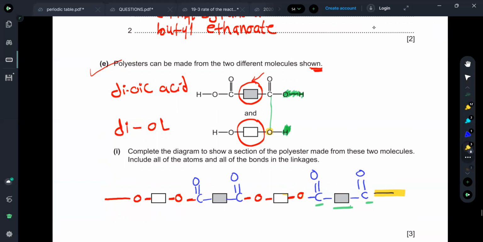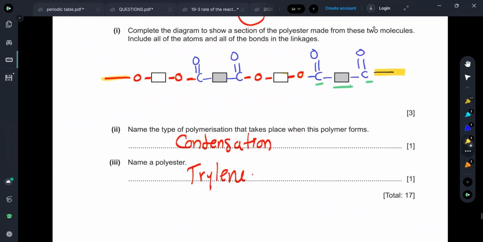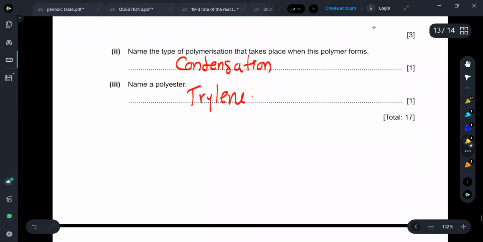Then the unshaded or plain box, from left and right, with O. Then remove OH from the carboxylic acid and H from the alcohol and connect between C double bond O and O. And then repeat this. Don't forget to draw the continuous bond. 1 mark for the continuous bond. Name the type of polymerization that takes place when this polymer forms. Condensation polymerization.